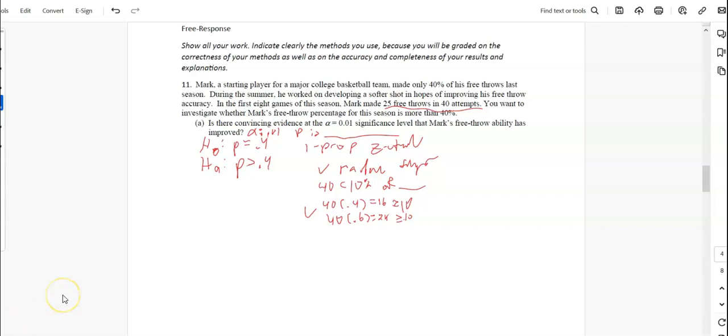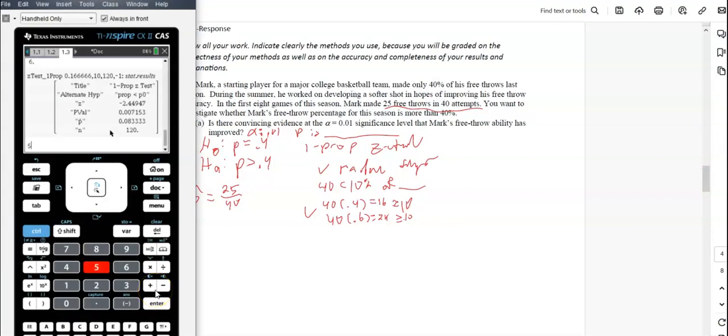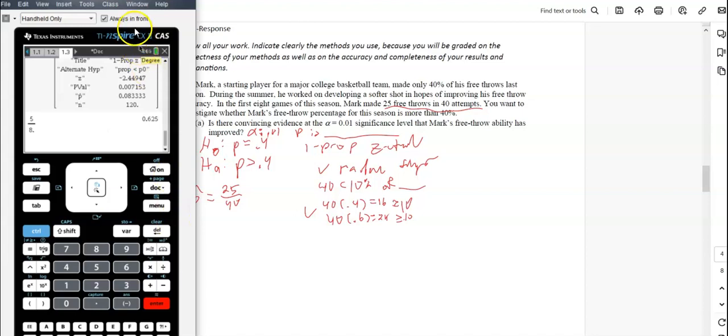Okay, the do, p-hat is going to be 25 out of 40. Let's see if we can think about that. It's 5 out of 8. So 5 divided by 8, that's 0.625.